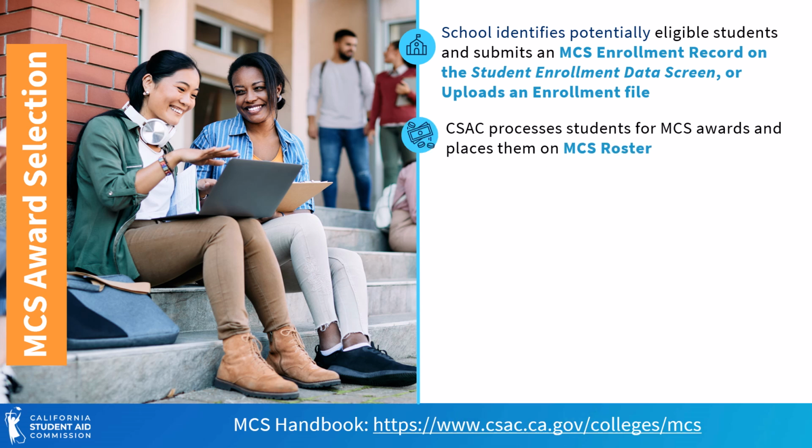Award consideration for middle class scholarship begins with the submission of enrollment files from campuses. So your school will first identify potentially eligible BDP students and upload their enrollment files, typically ahead of fall term. There are two options for schools to submit enrollment data: manually through the Student Enrollment Data Screen or by batch upload. And you can learn more about submitting enrollment files by listening to our Middle Class Scholarship training videos, which will be introduced at the end of this training.